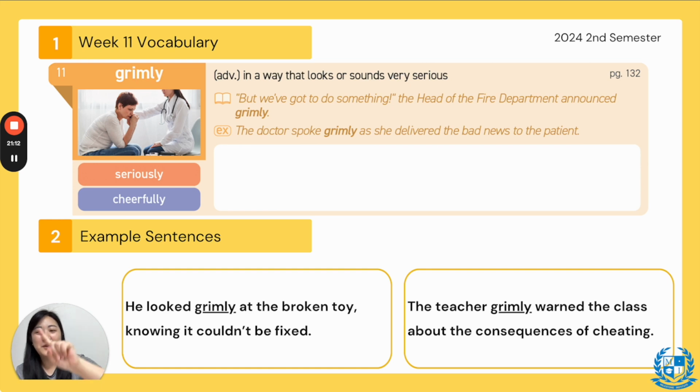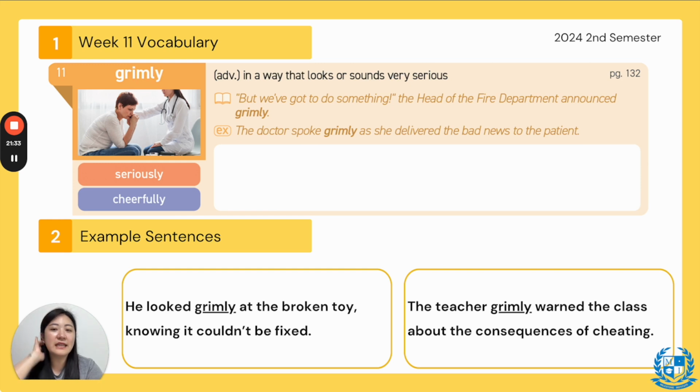Example, let's read together. 1, 2, 3. The doctor spoke grimly as she delivered the bad news to the patient. That's so sad. Maybe they're like, oh no, it's a big disease. But you wouldn't say that laughing, right? You would say it grimly in a serious way.